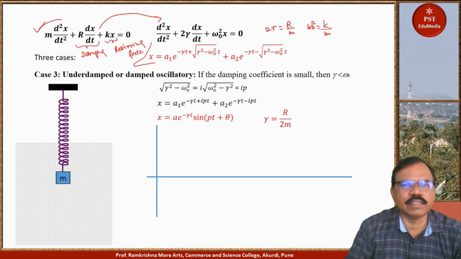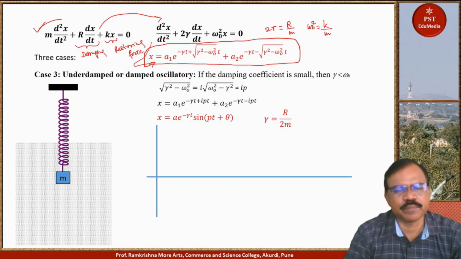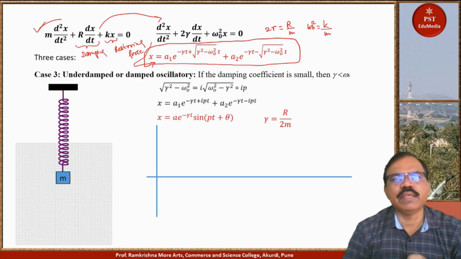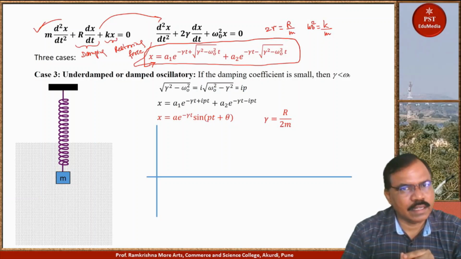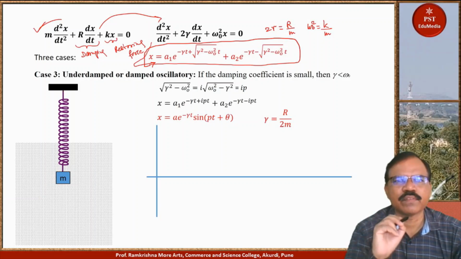If we solve this differential equation, we get solution. X is equal to this. In last lecture, we have seen this. And we have also seen three cases. Damping force greater than restoring force, that is called overdamped motion. Damping force equal to restoring force, that is called critically damped motion.